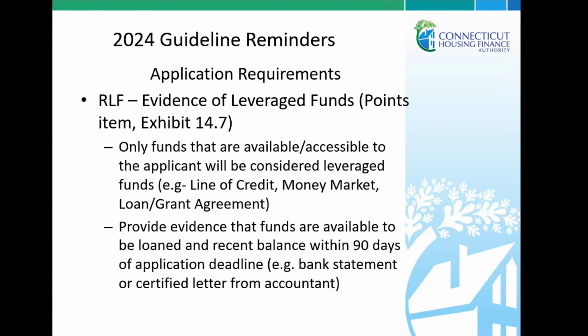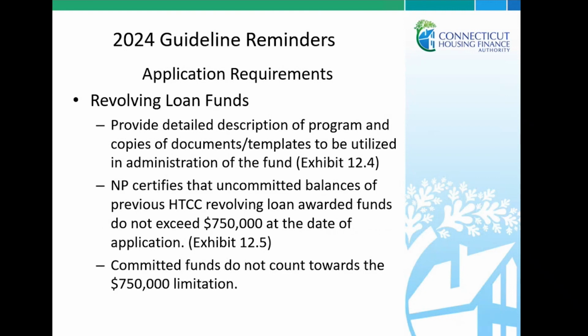So we now have Exhibit 14.7, which is evidence of leveraged funds. Only funds that are available or accessible to the applicant will be considered leveraged funds. So we're looking for you to provide evidence that those funds are available to be loaned, and we are looking to see what the recent balance within 90 days of the application is. Again, for revolving loan funds, we're looking for a detailed description of the program and copies of the documents and templates to be used in the administration of the fund.